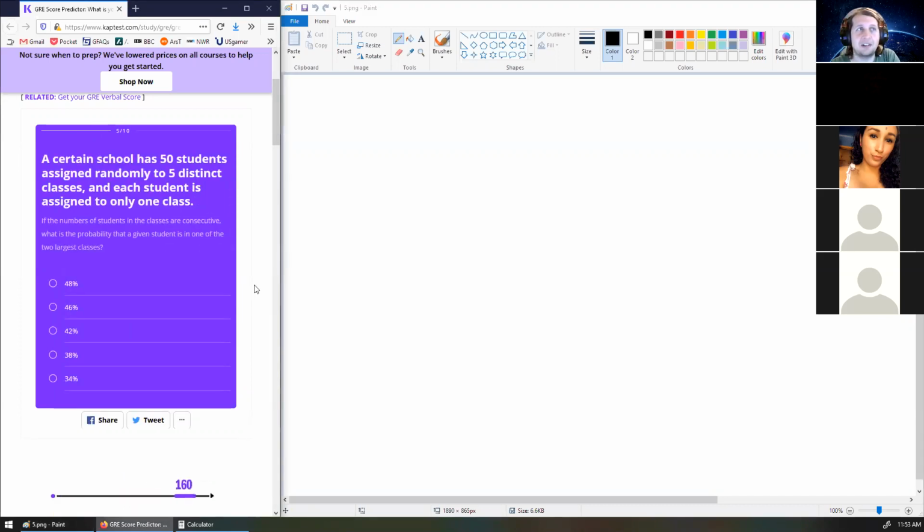Okay. This is another ratios kind of question. A certain school has 50 students assigned randomly to 5 distinct classes, and each student is assigned to only one class. If the number of students in the classes are consecutive, what is the probability that a given student is in one of the 2 larger classes?